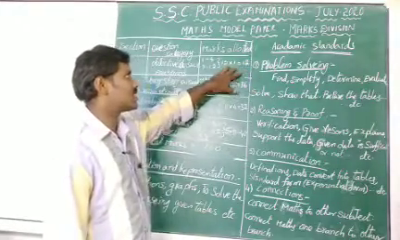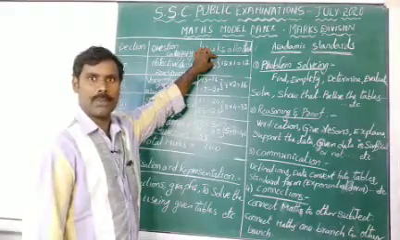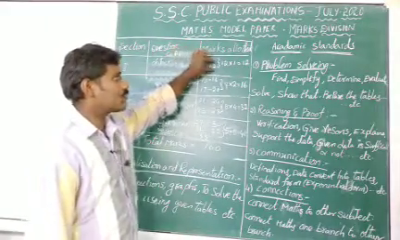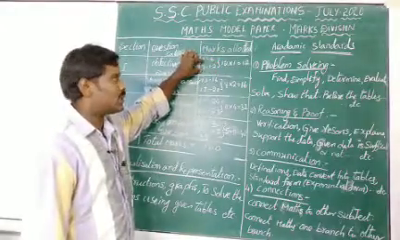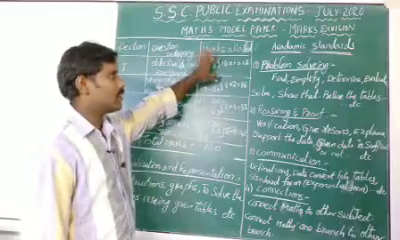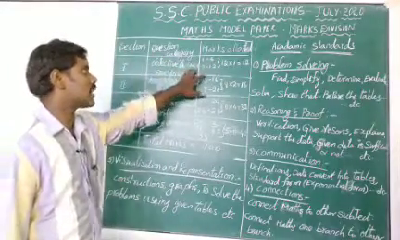In these 12 questions, questions 1 to 6 are from paper 1, that means topic 1 to topic 7. Questions 7 to 12 are paper 2 questions, that means chapter numbers 8 to the last, 14th topic. These are the first section questions, objective type questions.